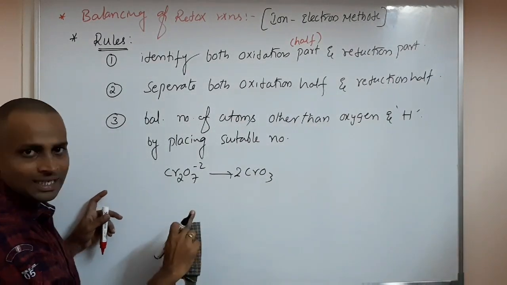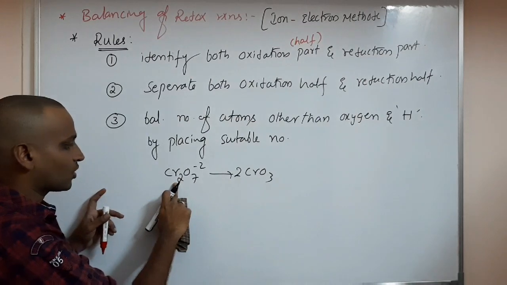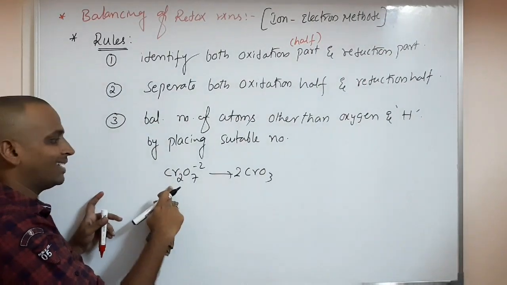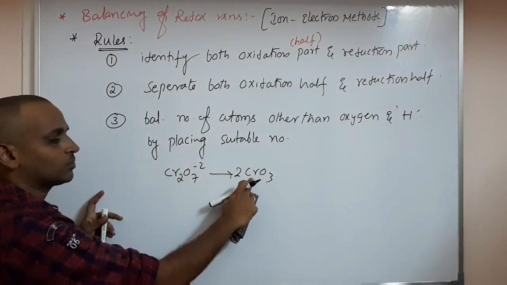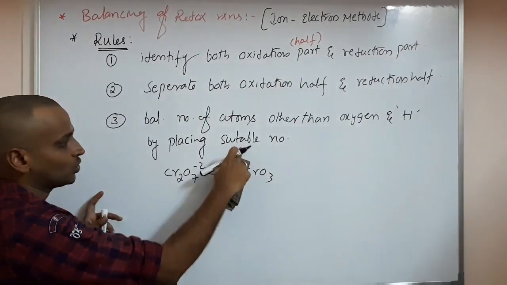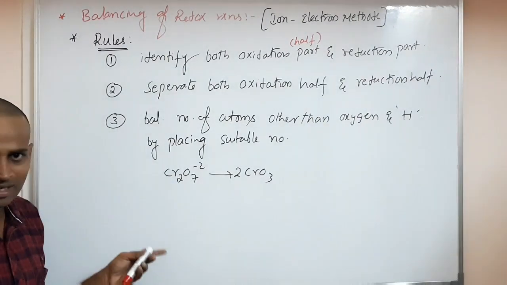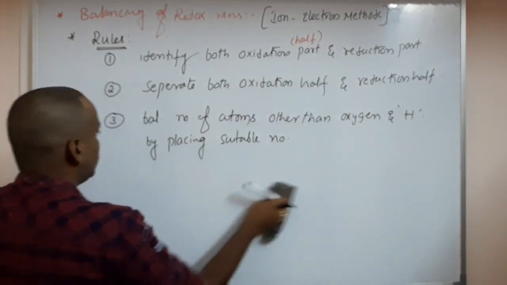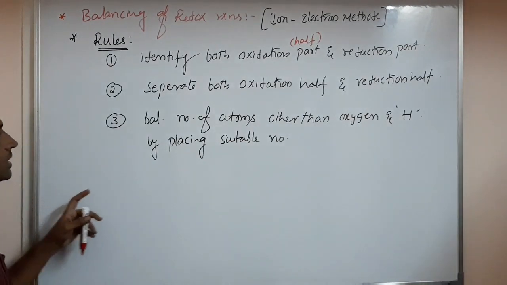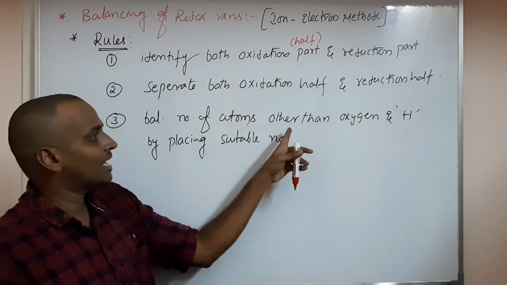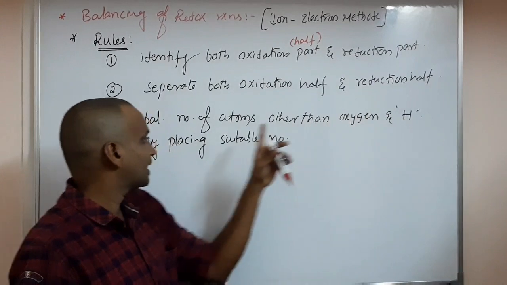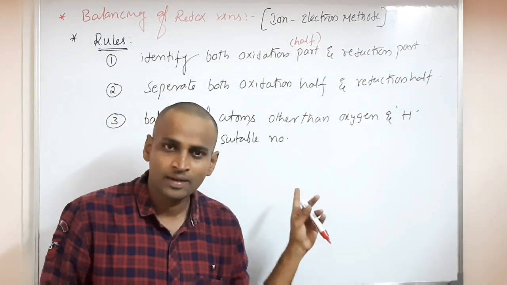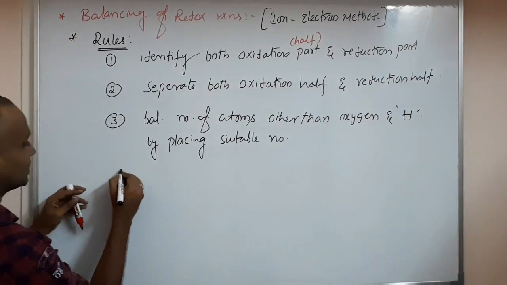See, oxygen I won't balance first. I will balance chromium here. Other than oxygen, what do you have here? Chromium. On the reactant side 2 chromium is there. On the product side 1 chromium is there. So I will put a suitable number like 2. The suitable number is 2 only now because here 2 chromiums are there. Like that. So our third point is: balance the number of atoms other than oxygen and hydrogen by placing a suitable number. Understood? Okay, this is the third point.